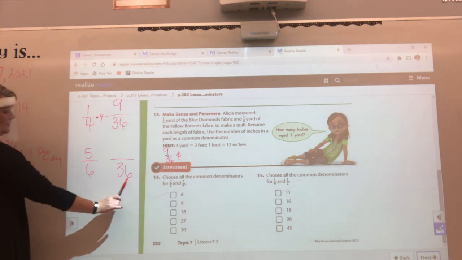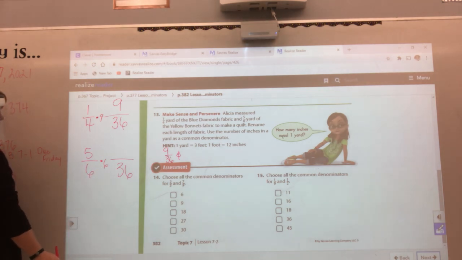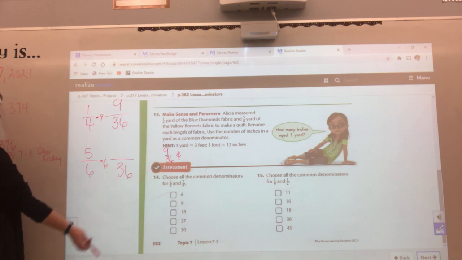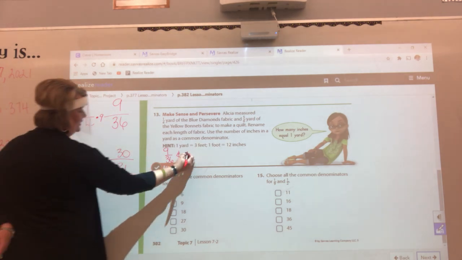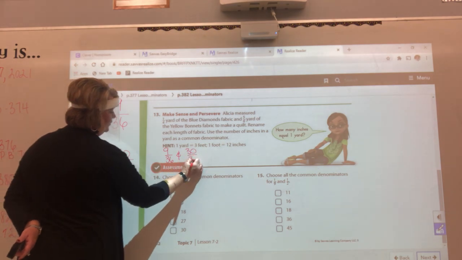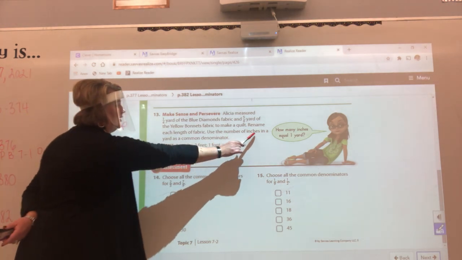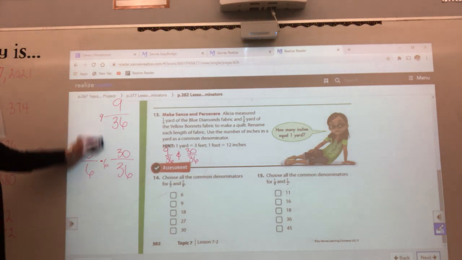Caden, tell me what to do here. How do I go from 6 to 36? Times 5. 6 times 5 is 30. 6. Good. 6 times 6 is 36. So Jake Lee, if I multiply the bottom times 6, I got to multiply the top times 6. So what's 5 times 6, Jake Lee? 30. There's your answer. 30 over 36. And why did I use 36? Because it wanted the number of inches what? In a yard. That's why I had to use 36.